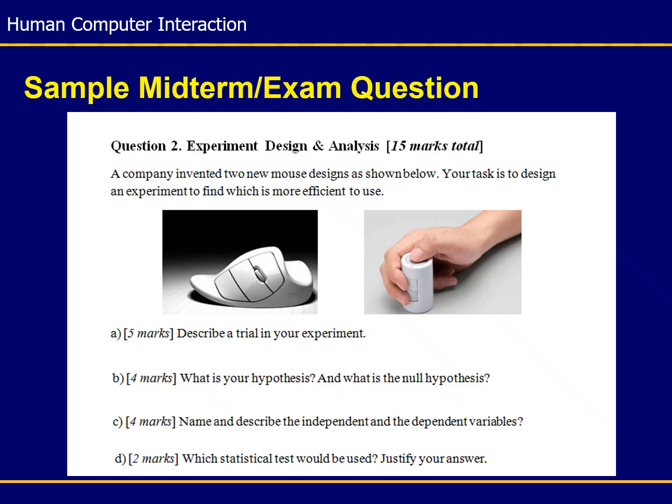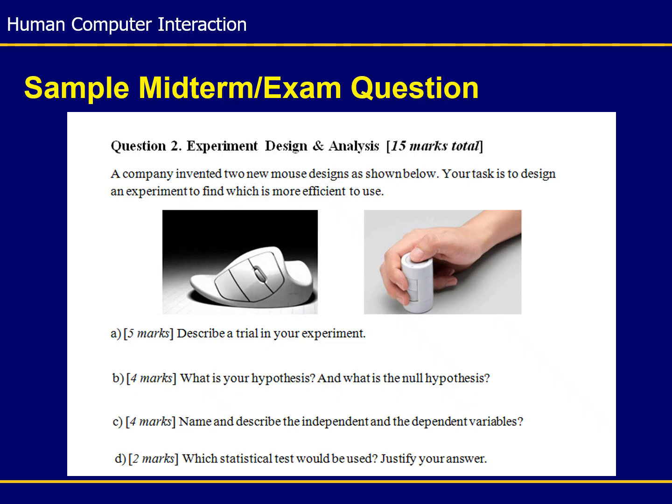Here is a question from a previous exam about experiment design. It says a company invented 2 new mouse designs as shown below. Your task is to design an experiment to find which one is more efficient to use. The questions were: describe a trial, what's your hypothesis, what's your null hypothesis, what are the independent and dependent variables, and which statistical test you would use.